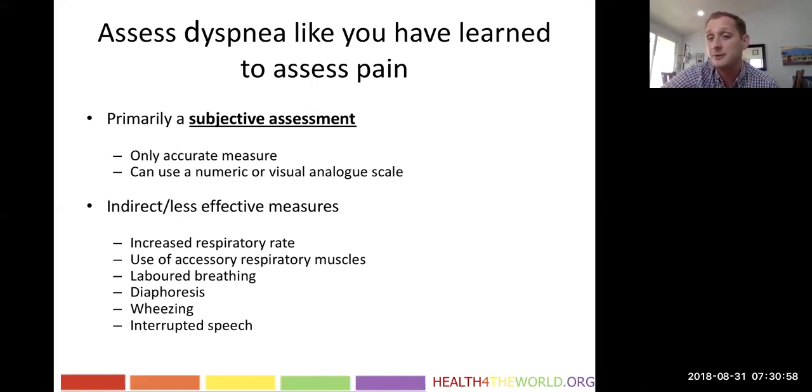So we will often, for patients that have severe dyspnea, we will use a 1 to 10 scale, just like we do with pain. So we'll say, oh, how bad's your shortness of breath today? They'll say it's a 3. We'll say, okay, what was it yesterday? It was a 5. Now we know it's improving. So you can absolutely use that as well. And we have these other indirect measures that we talked about, but never depend on these alone. You always need to ask the patient.